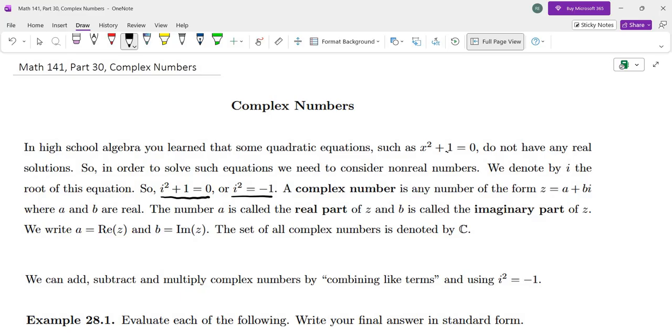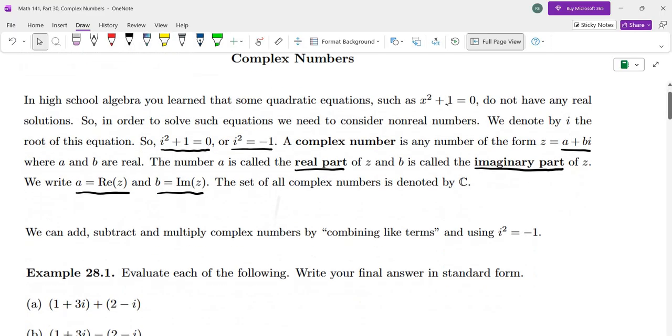A complex number is any number of the form a plus bi, and i is the square root of -1. a is called the real part of z, and b is called the imaginary part of z. The notations are a equals Re(z), and b equals Im(z).